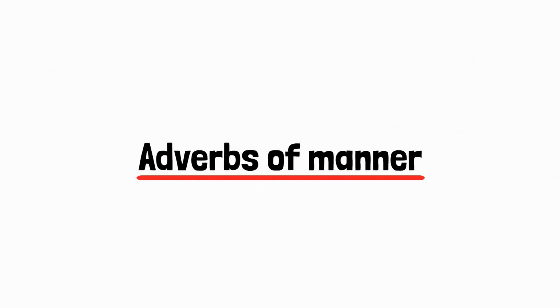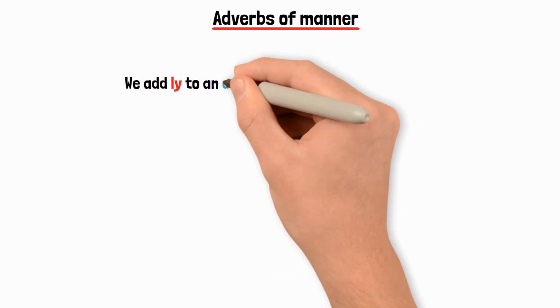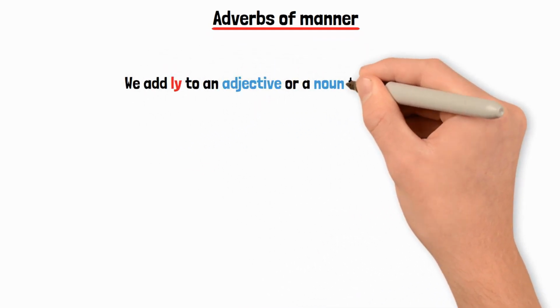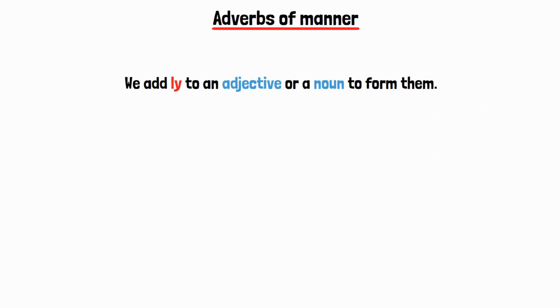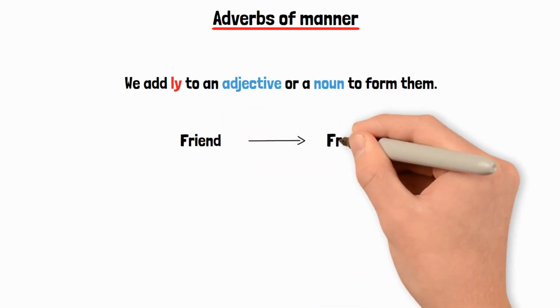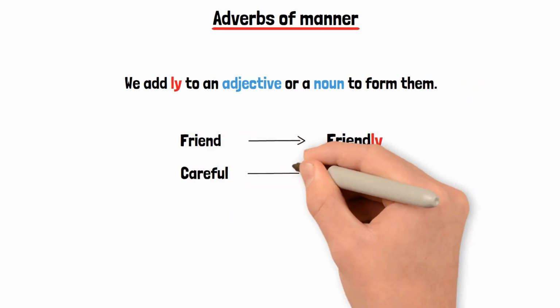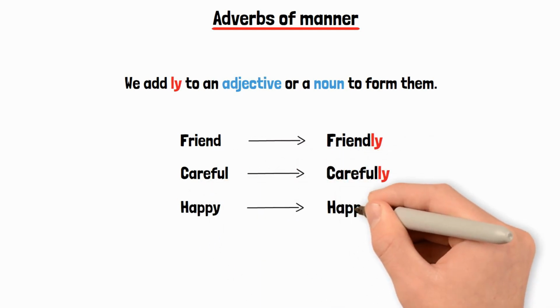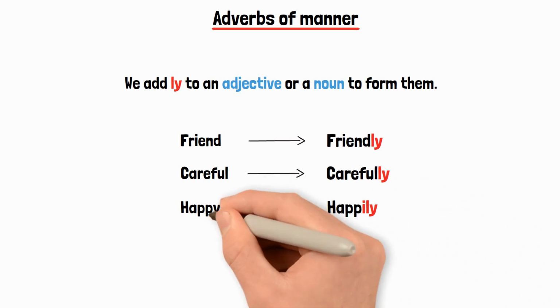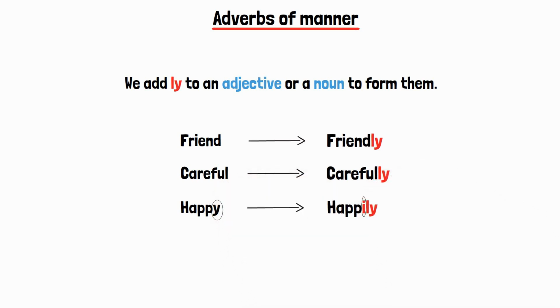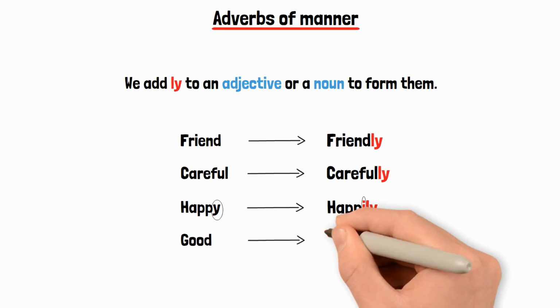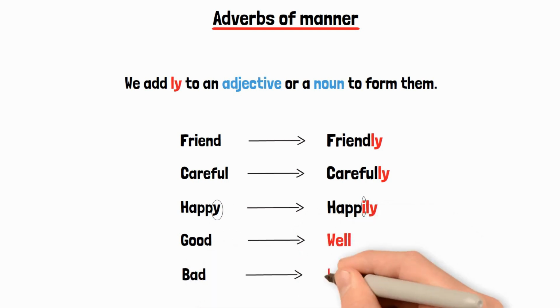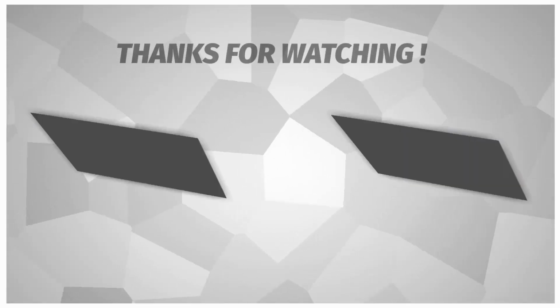Last but not least, adverbs of manner. We add ly to an adjective or a noun to form them. Friend, friendly. Careful, carefully. Happy, happily. The Y changes to an I. Good, well. Bad, worse. So we have come to the end of this lesson.